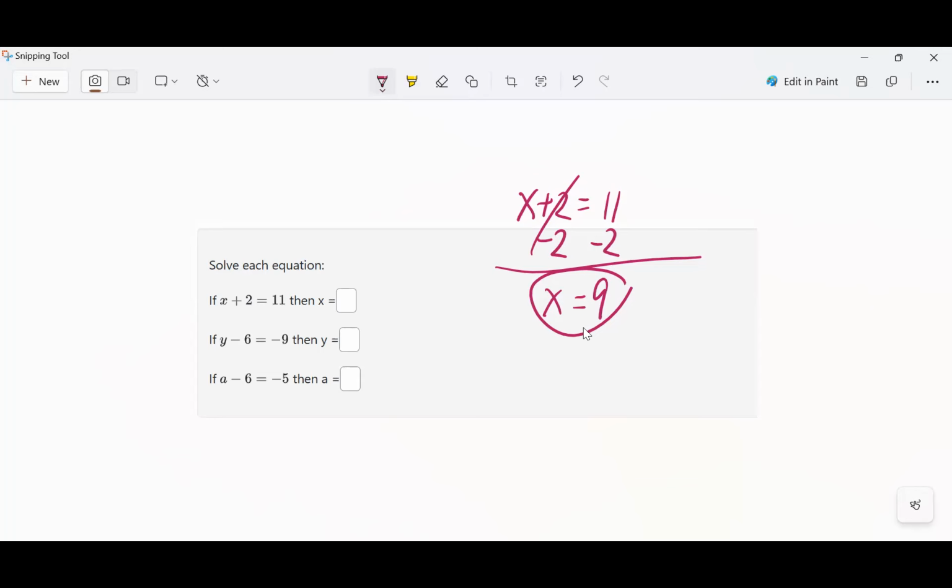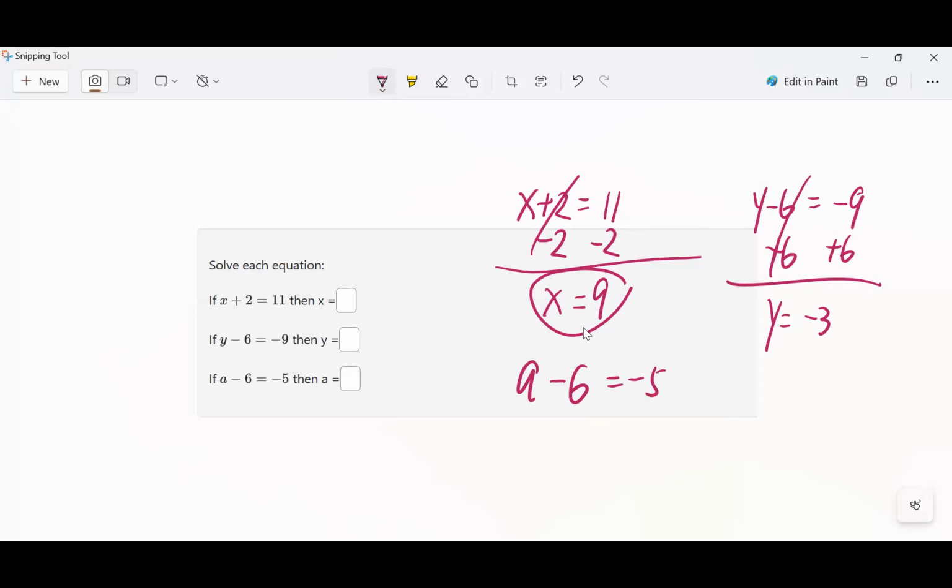Solution is good. y minus 6 equal to 9. I'm adding 6, right? Addition property, opposite operation, always. So cancel the 6, y equal to 6 plus 9, that's 15. Then a plus 6 equals minus 5. Subtract 6 from both sides of the equation. a is equal to minus 5 minus 6, that's minus 11. So we have the answers 9, 15, and -11.